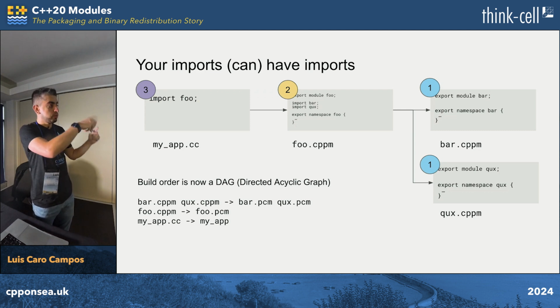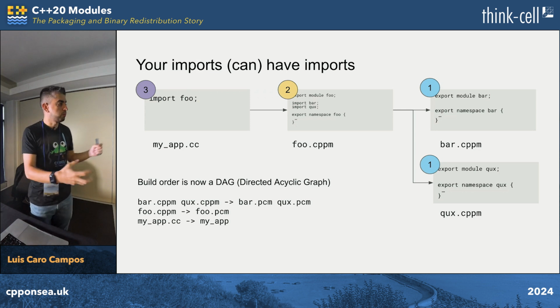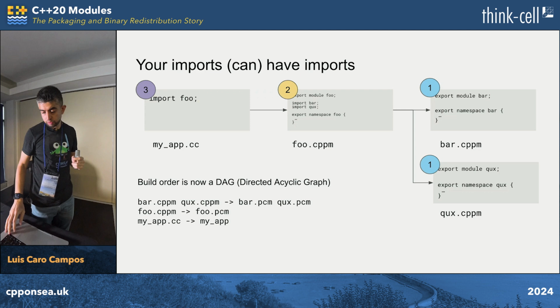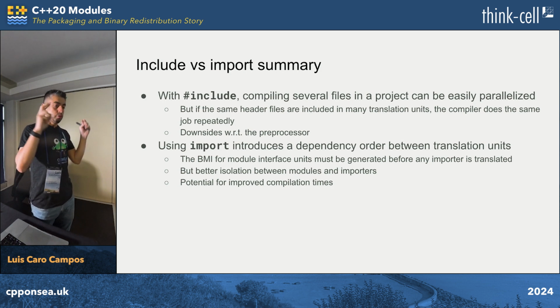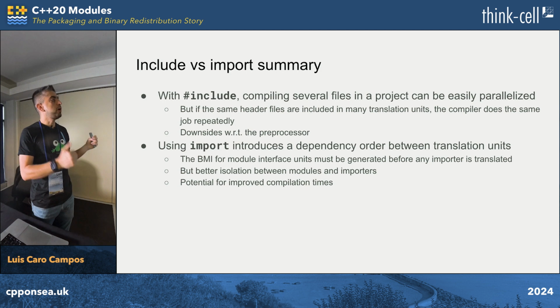So you cannot have circular dependencies between the modules that you're importing. And there's a specific order in which the files need to be compiled in order to get the end result. So as a bit of a summary, when we're using include files, we can compile several files in parallel, which is good for speed. But if the same header files are being included in many translation units, then there's a chance that we're actually doing the same work over and over.